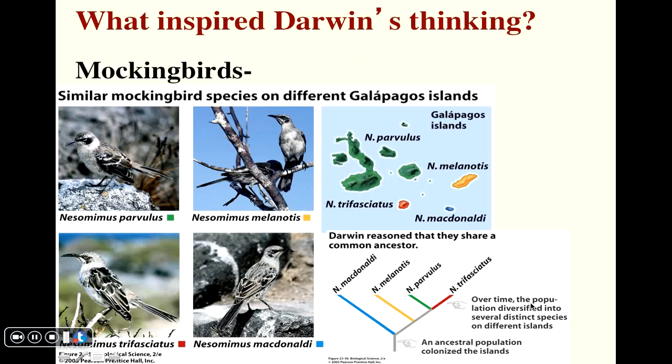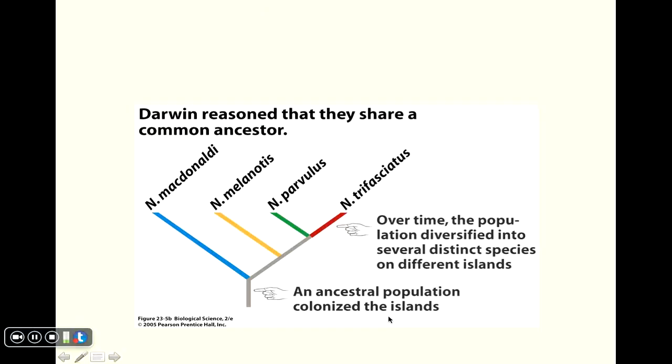And he essentially started thinking about explaining this in terms of if they all originated from some common ancestor that made its way to these islands, and then over time the mockingbirds living on these different islands were under different selective pressures and so forth, and they evolved into the different species that we now see today. So he got us thinking in terms of this descent from common ancestors. Okay, a different way of thinking about things than the evolutionary ladder that we saw previously.